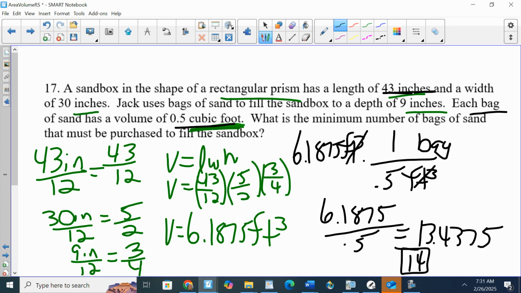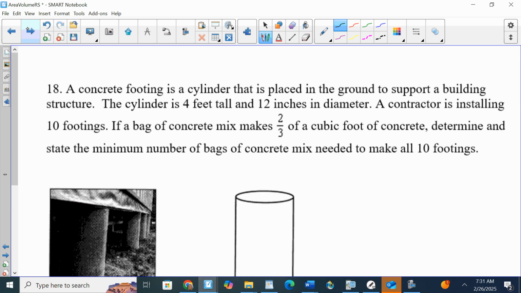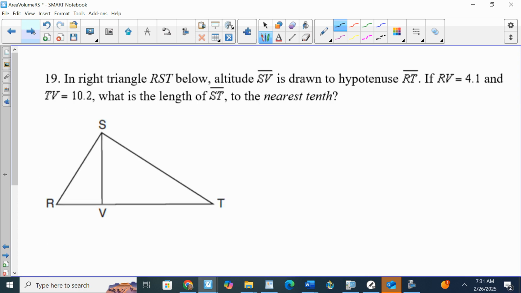All right, if you have inches, looks good so far, but I want cubic feet. I don't have cubic feet, so I have to change that up. All right, what else do I got for you? Do I have some old stuff? Yep, I got some review, as always.